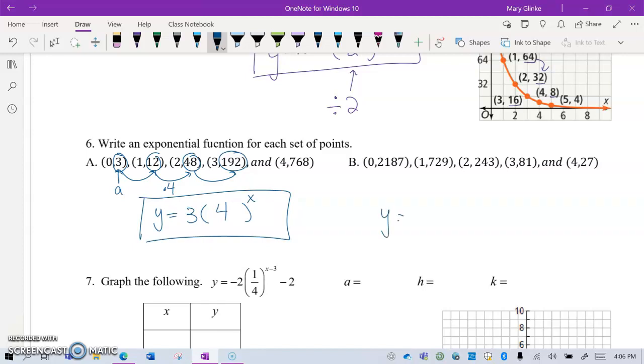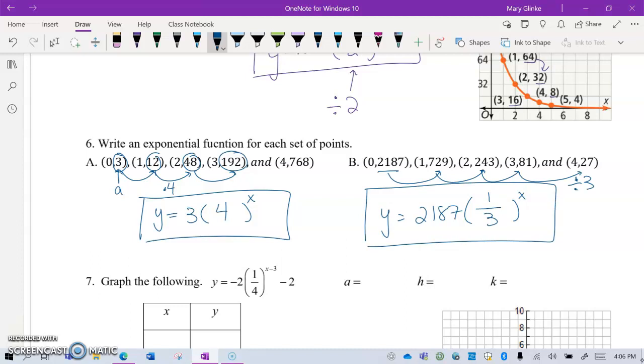And lastly here, you have 2,187 as your a value. To get from one y value to the next, it's kind of harder to see. We can tell it's going to be a division problem, but you might have to look towards the end, or you might have to divide some of these numbers on your calculator. Each time you are dividing by 3. So because it's division, you're going to make that into a fraction here, and it's going to be 1/3 as your base.